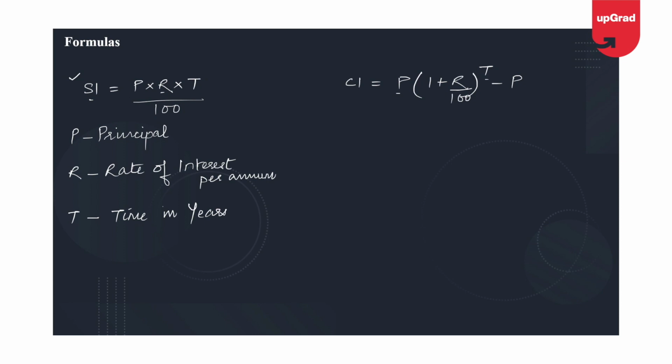Now, many people actually miss this part. They usually do not put minus P with the formula. But please understand, if you do not put minus P in the formula, which means if you keep only this much of the formula, this is equal to the amount, which is equal to principal plus compound interest. And therefore, this P must come to this side so as to give you the formula of compound interest.